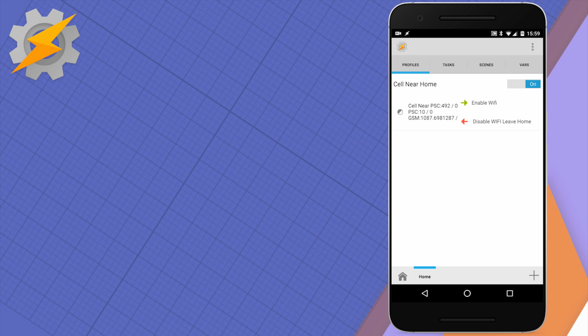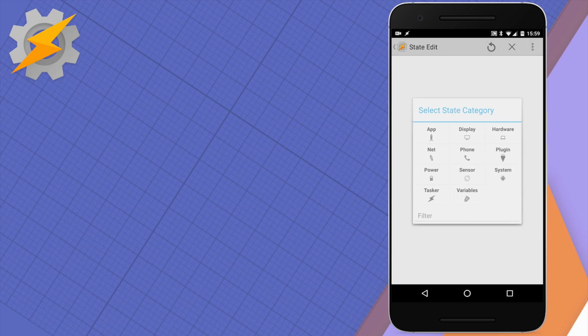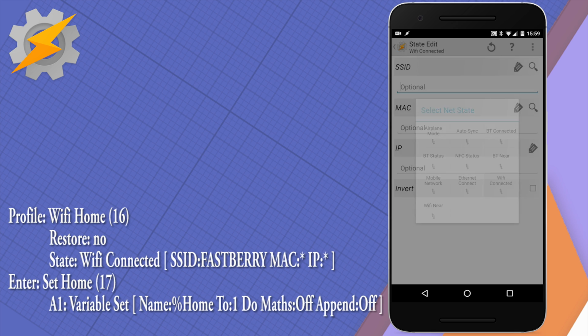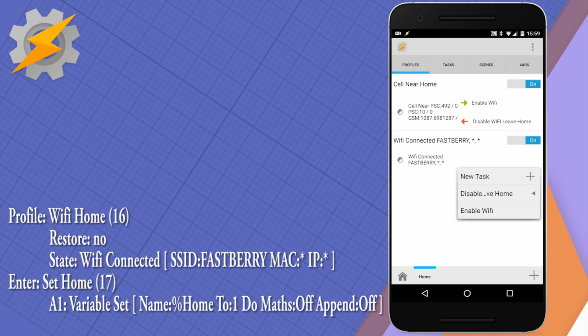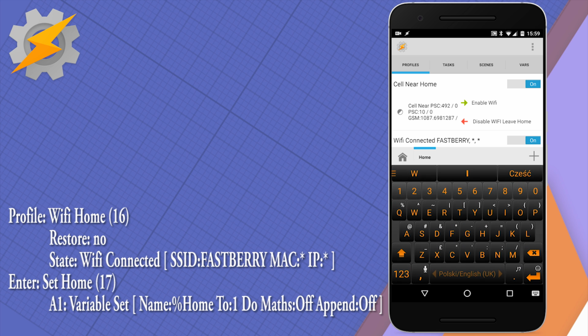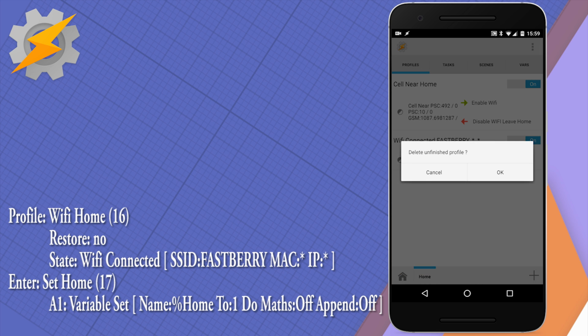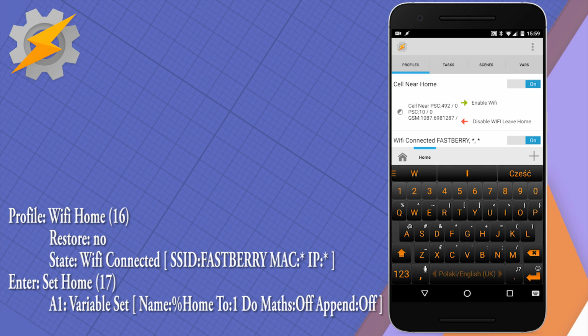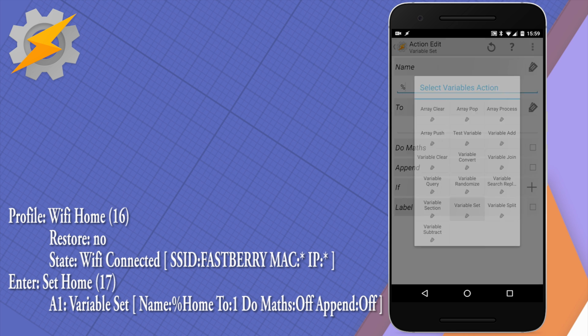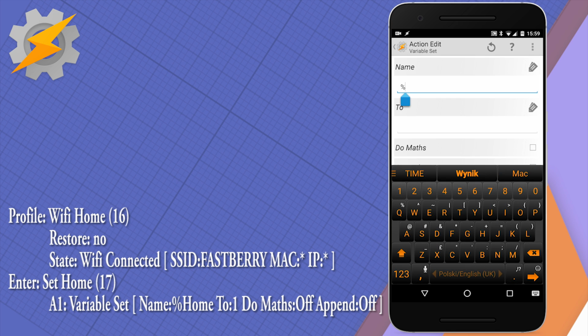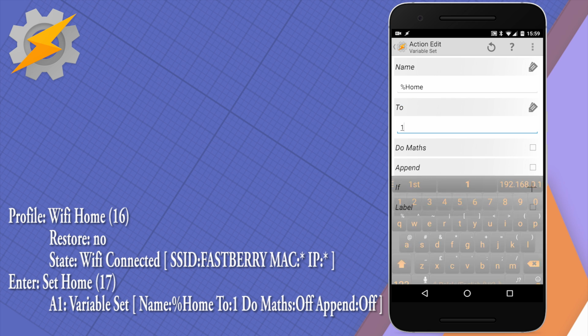We are near home now. What we want to do, we have our Wi-Fi on, and the moment we connect to our home network, I want to set our variable Home to 1. So I'm looking at a state condition, Wi-Fi connected, and I'm selecting my home SSID. Then once this is created, we're just going to create a new task and link it to this profile. Our set home task has only one action, and this is variable set, and our global variable Home we're going to set to 1. At this point you can type in the variable name manually, or you can just click on the tag icon in the corner, which will bring up all the variables available to you.